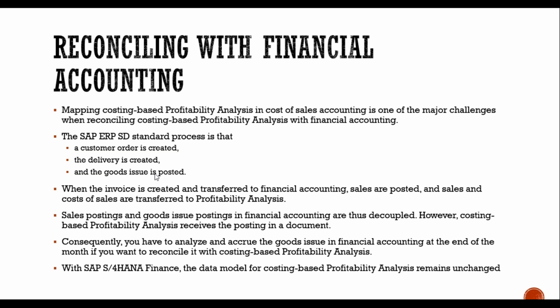When it comes to costing based COPA, COGS is booked at the time of billing. You can see here when the invoice is created and transferred to financial accounting, sales are booked in the profitability analysis. So this is one example where there is a difference between financial accounting and costing based COPA. That is the reason the time at which the postings are made in costing based COPA and in financial accounting, there is a mismatch, and that is the reason it is decoupled. So there are some major differences between financial accounting and costing based COPA.